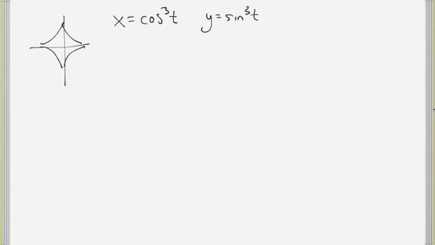So example 3 gives us a picture of, it's called an asteroid. The function that defines this is given parametrically. And it takes a full rotation of 0 to 2 pi to get the entire curve.